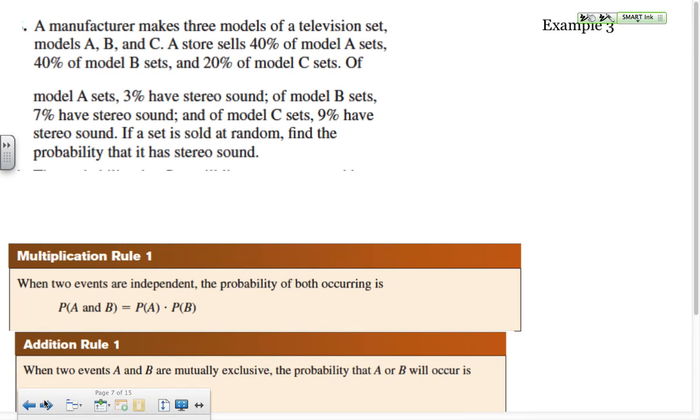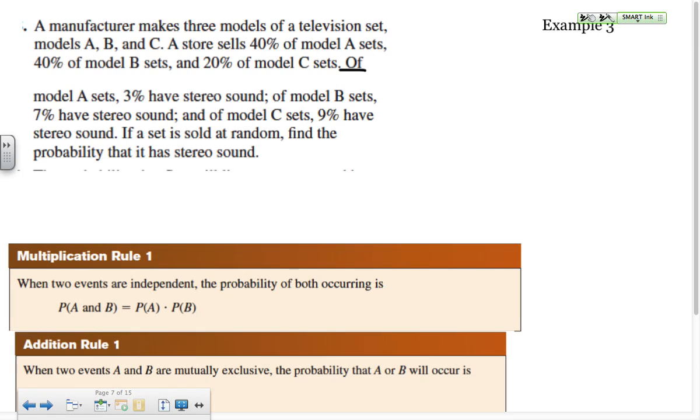So this right here is of the model set A. It's basically saying, okay, we have model set A, and we know that probability, and we need to multiply that probability times the stereo sound because it is A and it has stereo sound. So I know it doesn't say the word "and" in there, but you have to think of it that way.